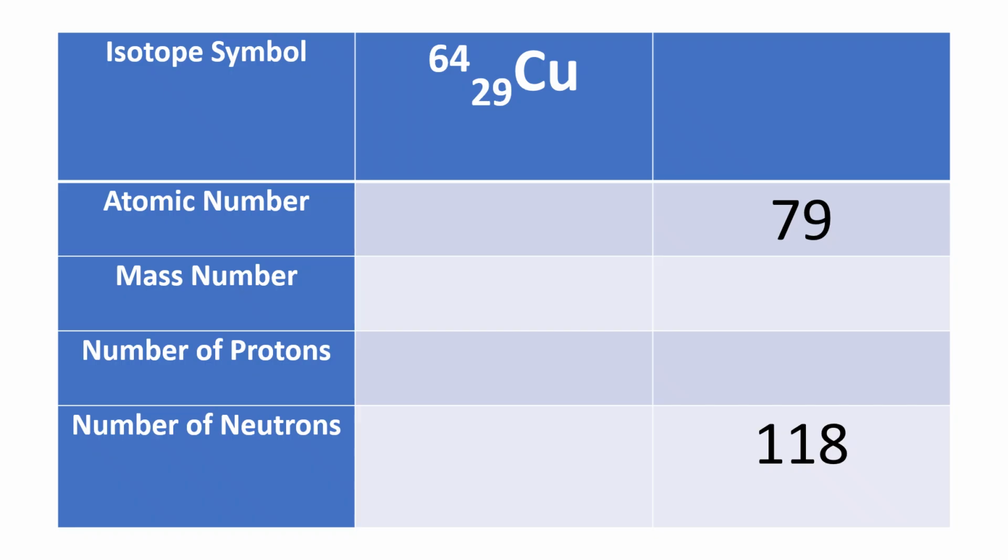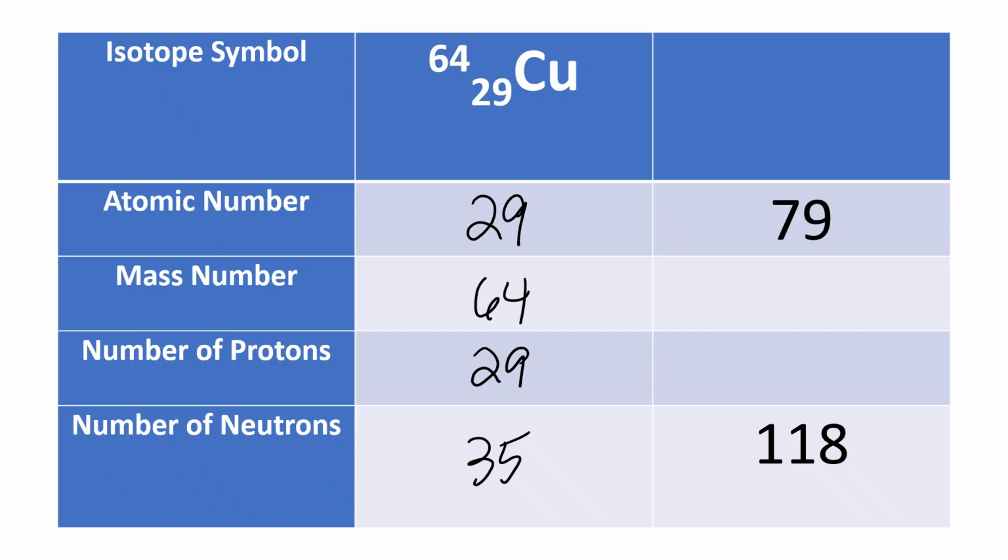So let's look at these. We have the symbol copper 64, 29. The atomic number of copper is 29. The mass number is the number at the top, so that is 64. For copper, the number of protons is 29, and the number of neutrons is 64 minus 29, which is 35.